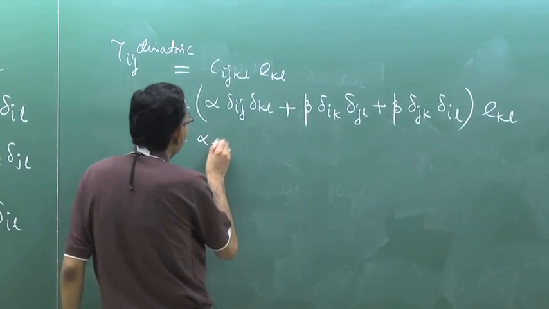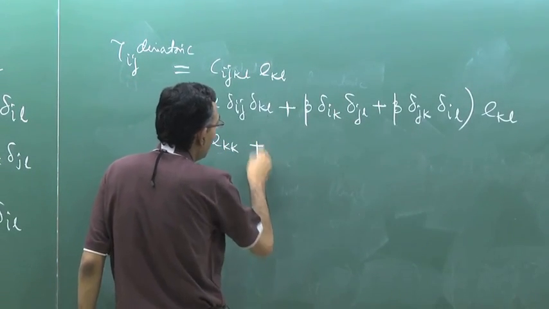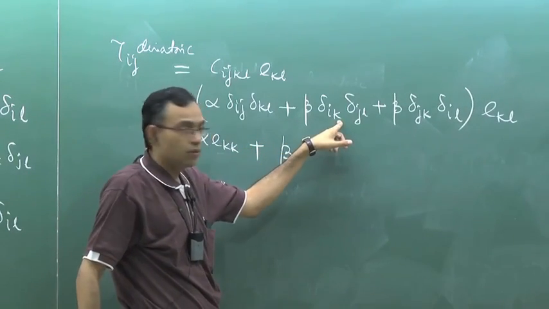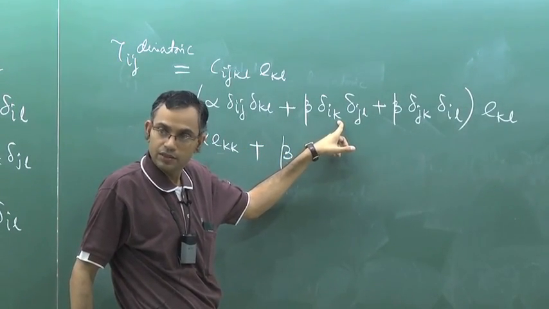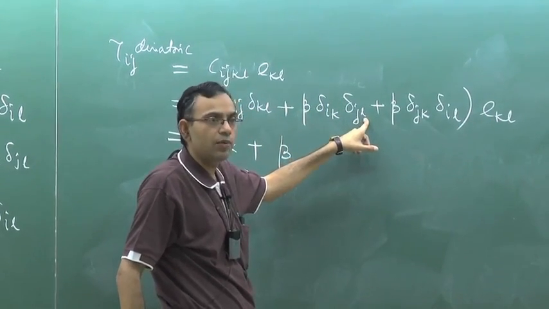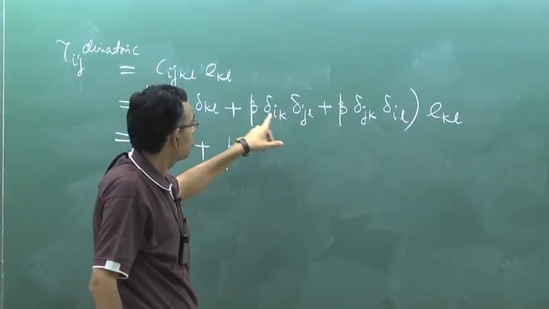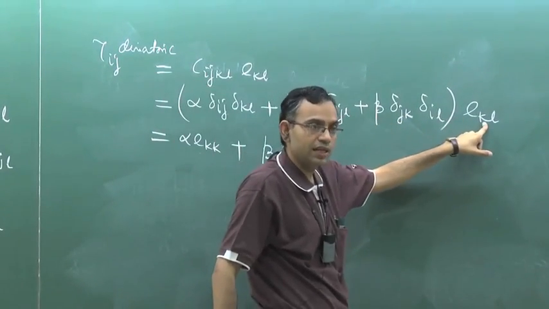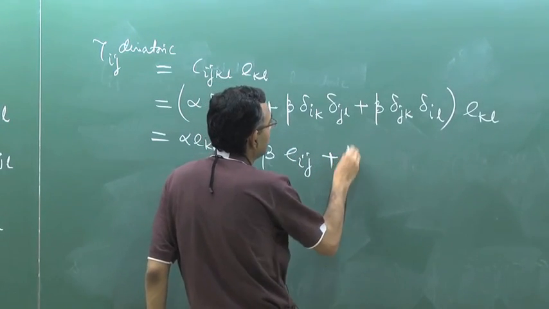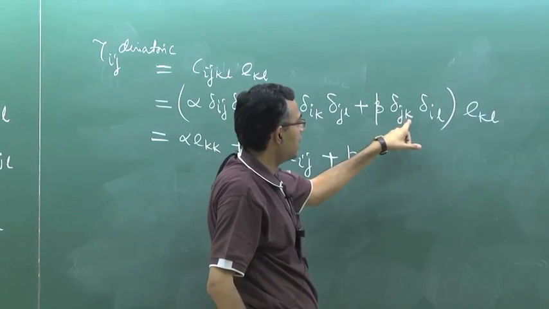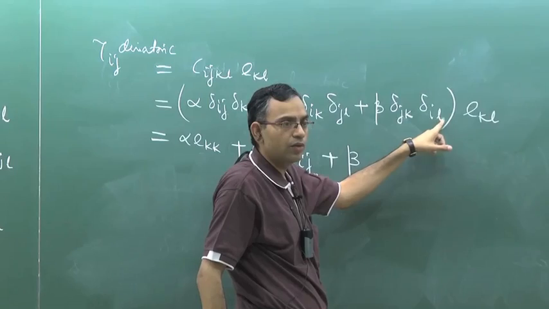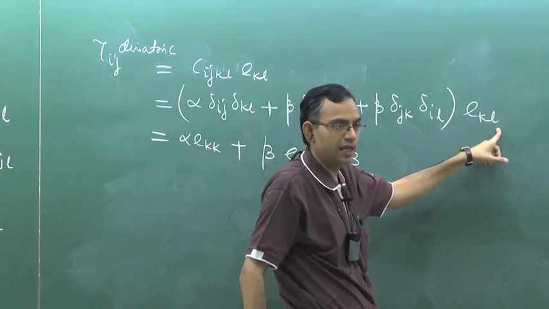So alpha E_kk plus beta, delta ik will become 1 when k is equal to i. So when k equal to i, this will become i, and delta jl will become 1 when l equal to j. So 1 into 1 into E_ij, plus beta delta jk is equal to 1 when k is equal to j, and delta il equal to 1 when l equal to i. So it will become E_ji.